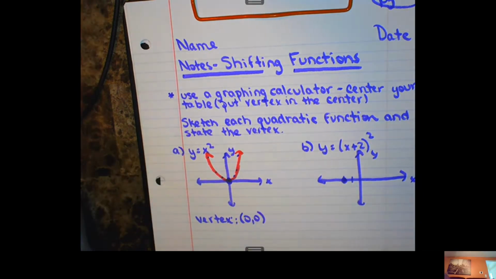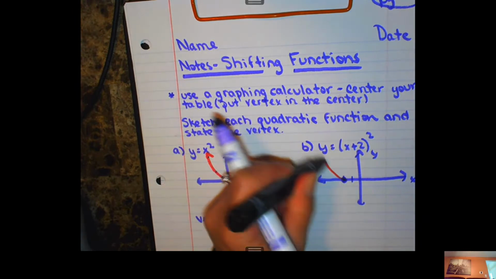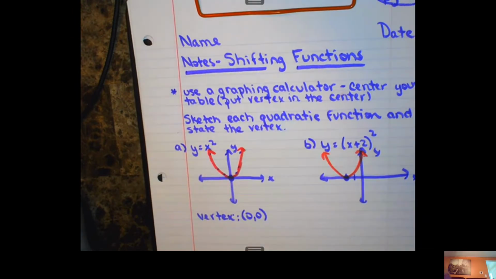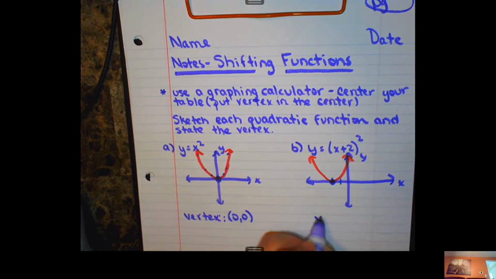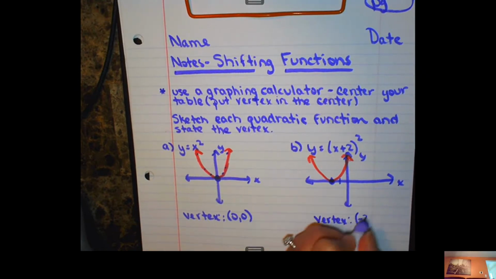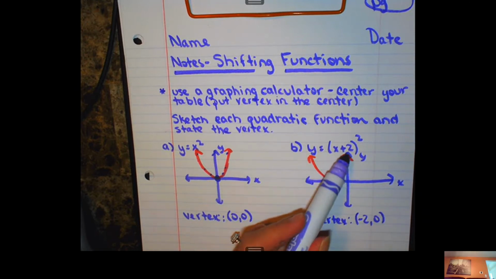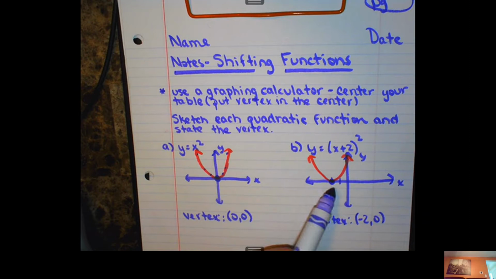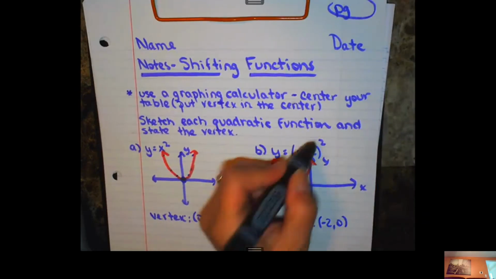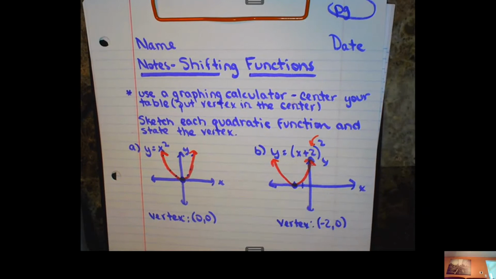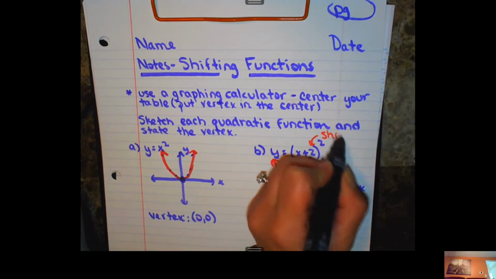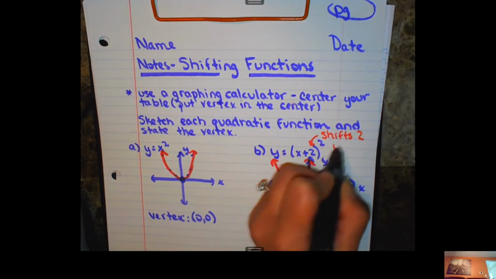There's my vertex. And now I'm going to make my parabola come from that point. My vertex, I'm going to state underneath. So vertex, that was negative 2, 0. So I want you to notice, when we added 2 inside the parentheses, the function shifted 2 units to the left. I'm going to have you point that out for me. I'm going to point to this little +2 and write shifts 2 units left.